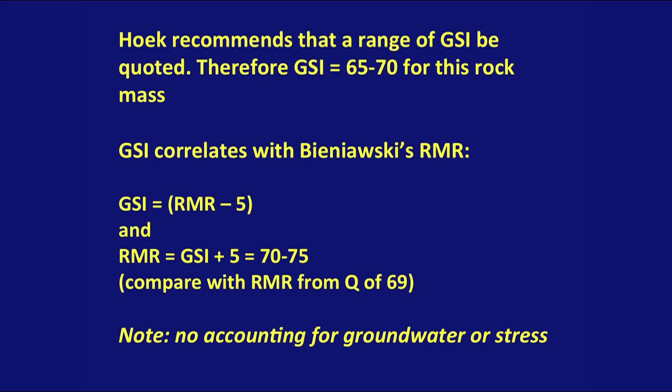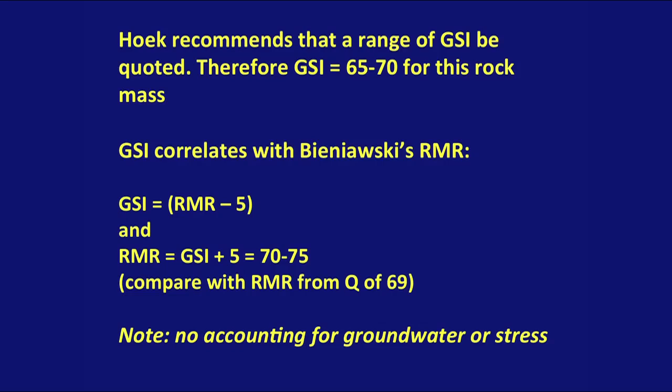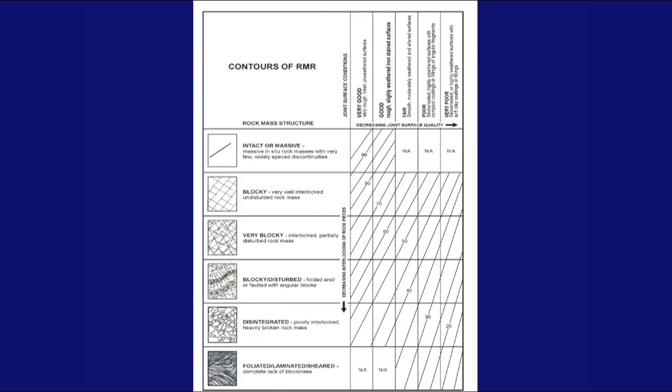Note, an important note associated with the GSI, that it does not account for groundwater or stress. So if we do a GSI rating at a depth of 100 meters, we're going to get a certain value for the GSI. If we do it at a depth of 500 meters in the same rock mass, we'll get the same rating. Whereas, if you remember, the Q depends on the stress, so we get a different rating for the Q. This shows a simplification of the GSI chart, and it's something which you can use to get the rock mass rating value directly without thinking about the geological strength index. So it's a simplification which will make rock mass classification easier for you.